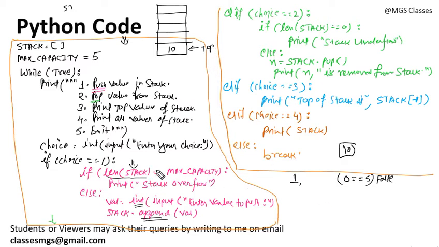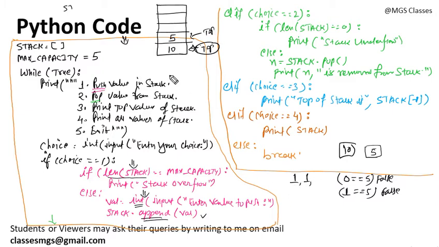Now, this is an infinite loop, so again the user will be asked for the choice. Let's suppose you again enter choice 1, then the user will be asked to enter the value. Let's suppose this time you have entered 5, then this condition will be checked. Length of the stack is 1 because 1 element is there. 1 equals 5, condition false. Again the user will be asked to enter the value, and this will be inserted at this position. So your top will now point to this position.